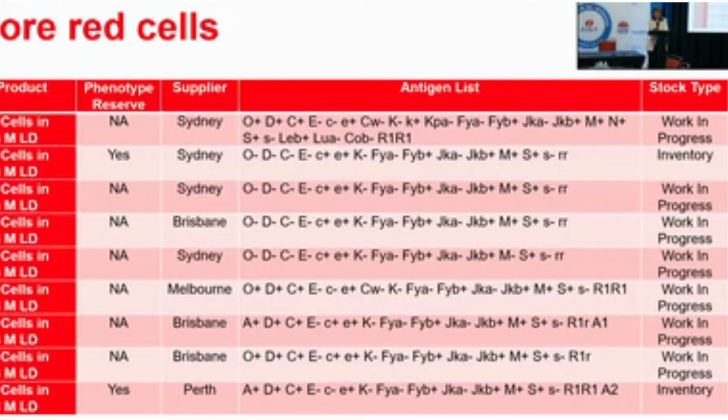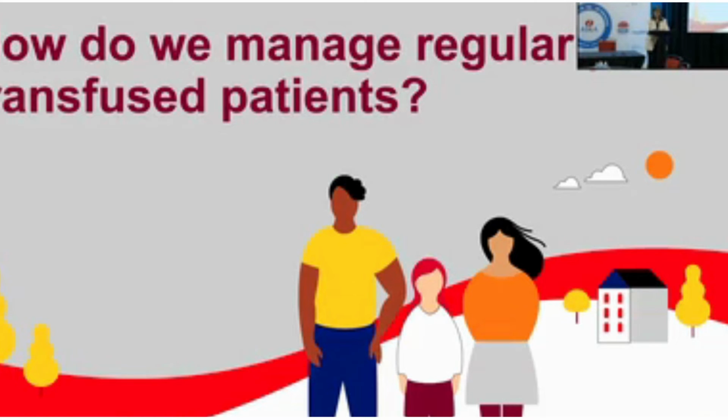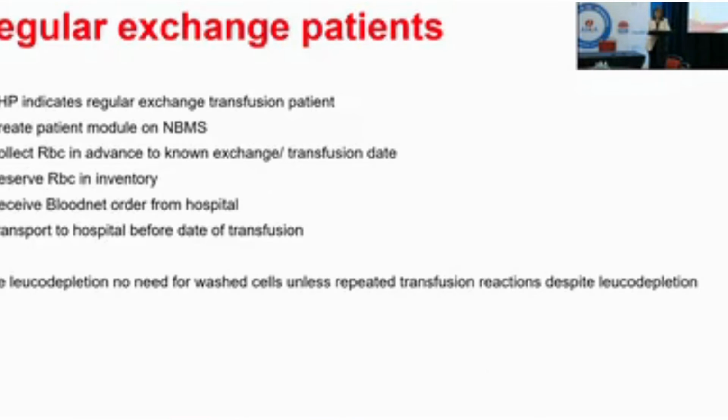So just a snapshot of what we do to get blood to you and how difficult it sometimes is. So how do we actually manage regularly transfused patients? It could be sickle or it could be thals, just as a general rule. So for our regular exchange patients, once the hospital lets us know that they have a patient that they want to exchange regularly and how many units they want, we create a file for them on our national blood management system, and we start collecting units.